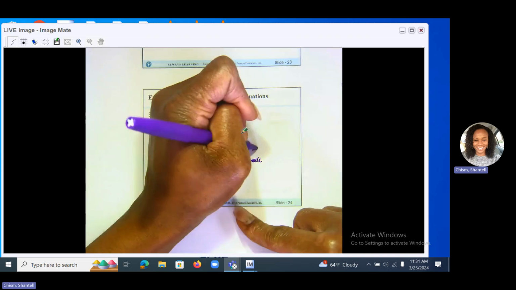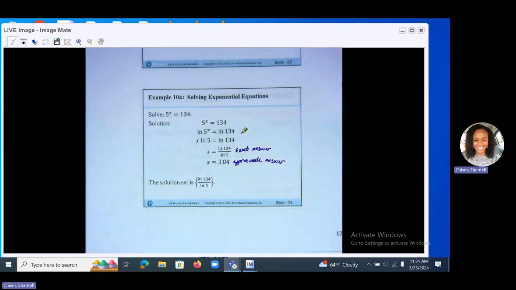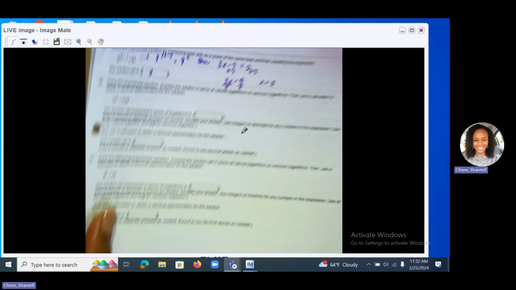So this is the exact answer. This is the approximate answer. Keep that in mind, okay? So let's look at a few problems here, and I think we'll be done.